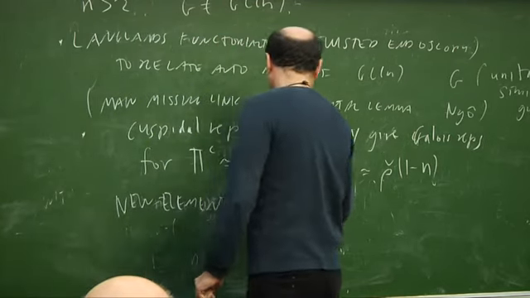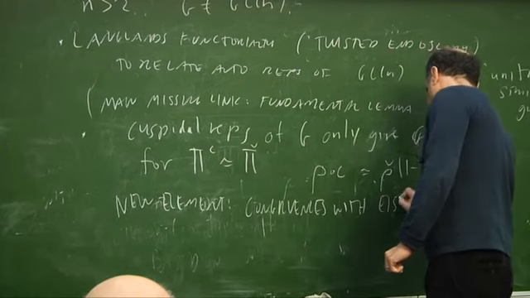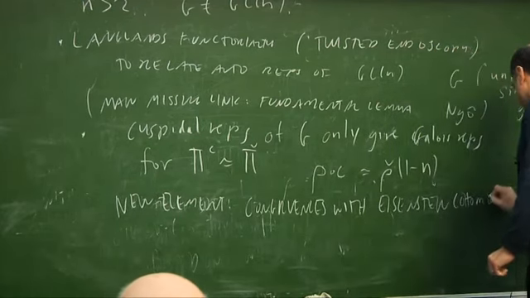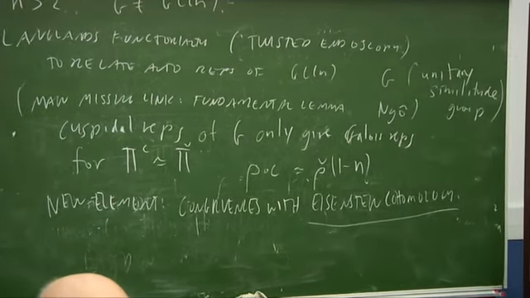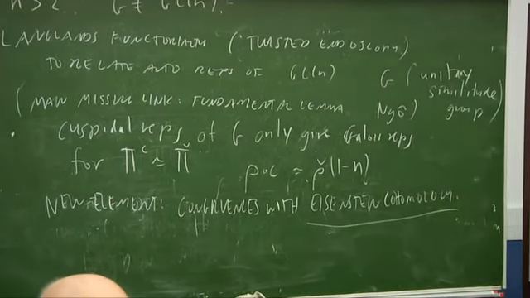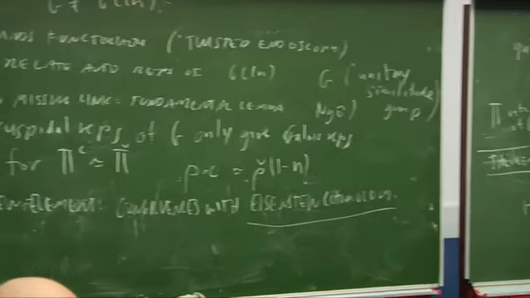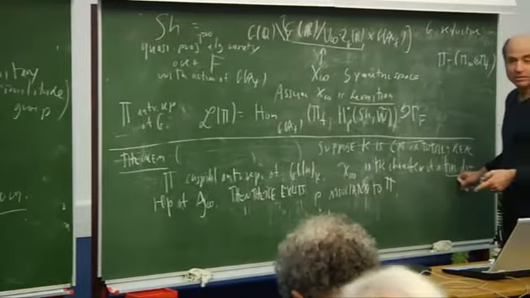and so the new ingredient is this congruences with Eisenstein cohomology, in the sense of Harder. And beyond that, if you try to remove this condition, there's no longer any imaginable connection to geometry.